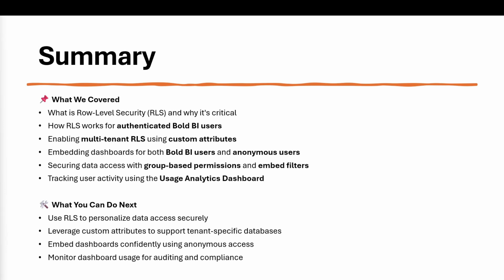Let's take a quick look at what we have covered today. We started by understanding what row-level security is and why it is essential when building dashboards for single-tenant as well as multi-tenant platforms. Then we looked at how Bold BI supports row-level security in two user contexts, authenticated users and anonymous users. And then we walked through real-time demos showing how to set up row-level security manually as well as in database mode, and how to use custom attributes to switch databases depending upon which user or group is logging in.